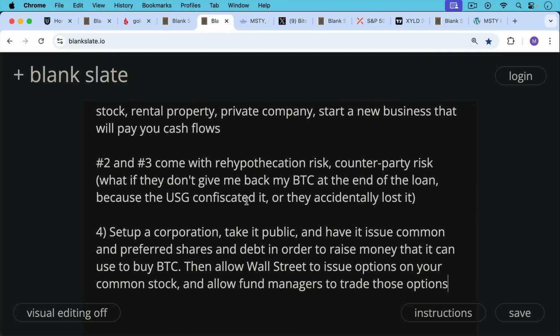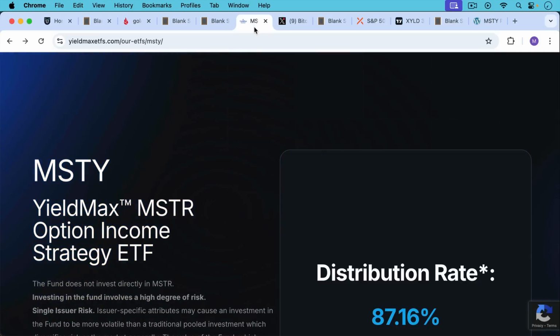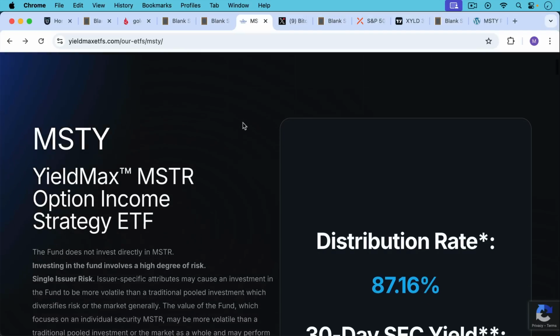Number 4, you can set up a corporation, take it public, have it issue common and preferred shares of stock, have it issue debt, regular plain vanilla debt, convertible debt, all these different strategies for capital raising, and do this in order to raise money that you can use to buy Bitcoin. Then allow Wall Street to issue options on your common stock and allow fund managers to trade those options. We're obviously talking about MSTY here, the YieldMax MSTR Option Income Strategy ETF.